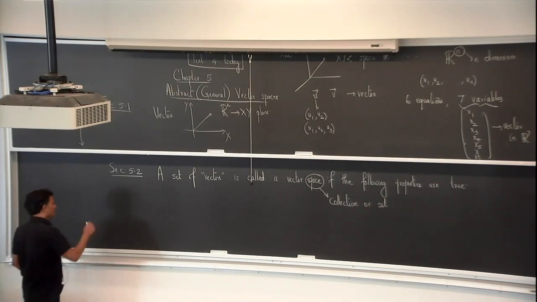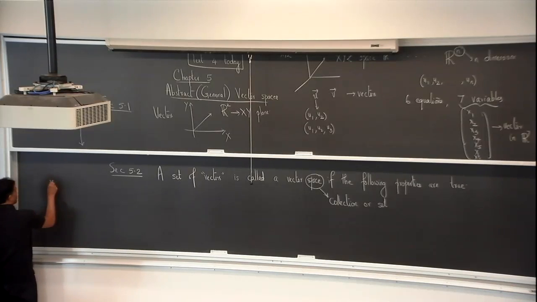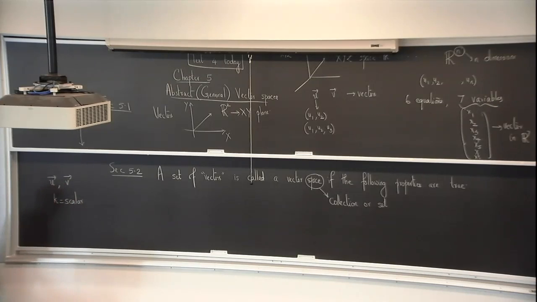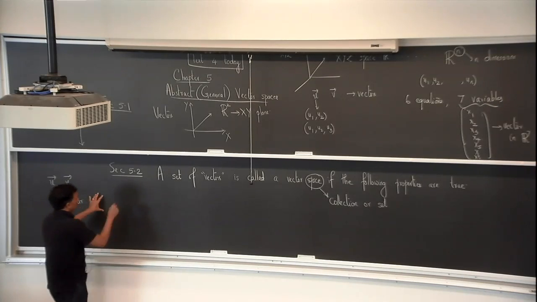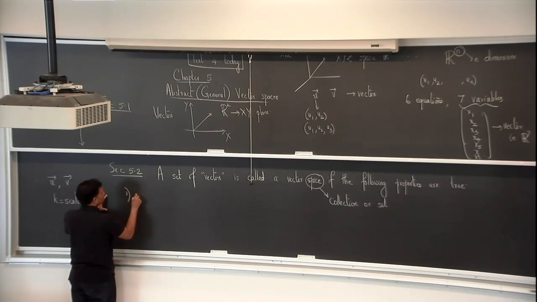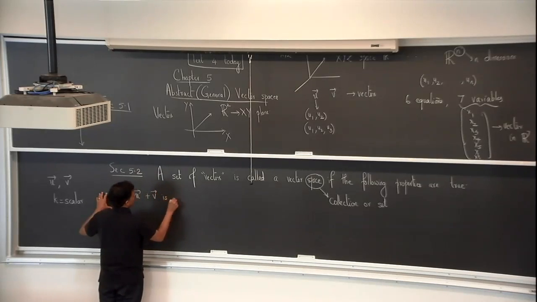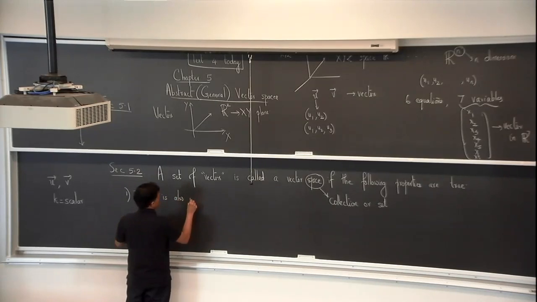All right, the properties are the following. So let's take a couple of vectors, say u, v in general, and let k be a scalar. So u and v are two vectors, k is a scalar. Okay. Property 1 is that u plus v is also in the same set.